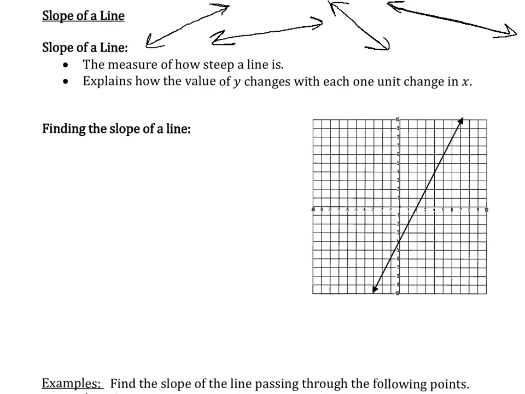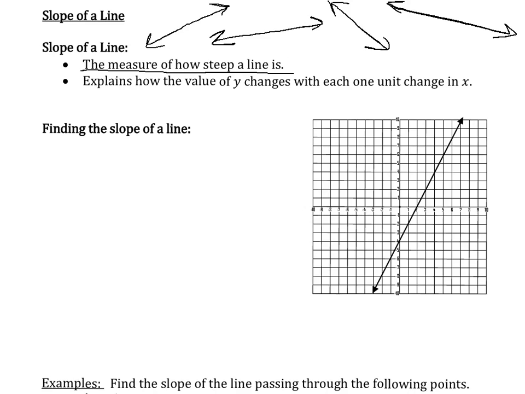All right, if you notice, some of them are going up, some of them are going down, some of them are going up a little bit more quickly than the other, some are going down a little bit more quickly than the other. All right, and that is what we call the slope. It is the measure of how steep that line is.